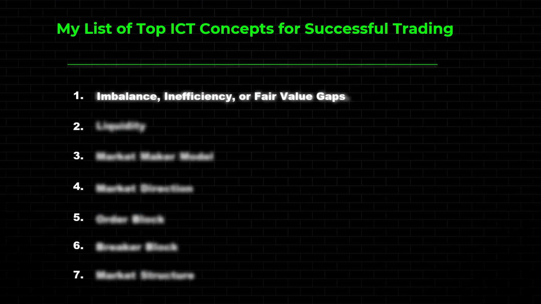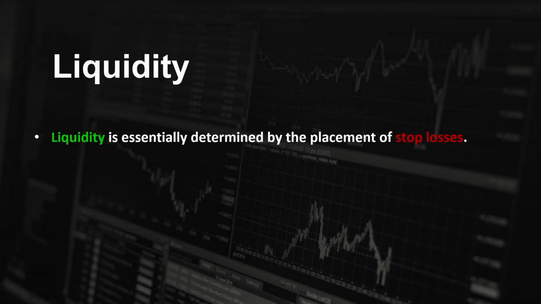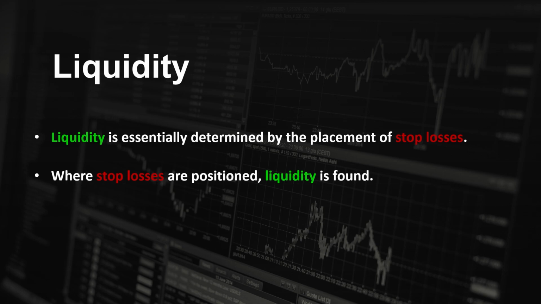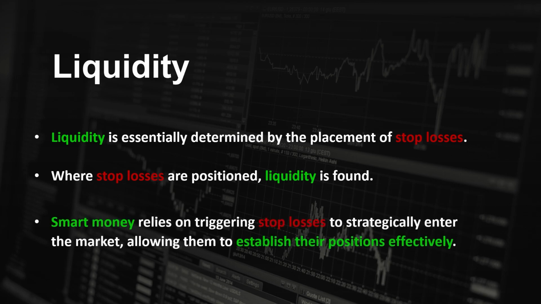The second concept is liquidity. Liquidity is essentially determined by the placement of stop losses. Where stop losses are positioned, liquidity is found. Smart money relies on triggering stop losses to strategically enter the market, allowing them to establish their positions effectively.